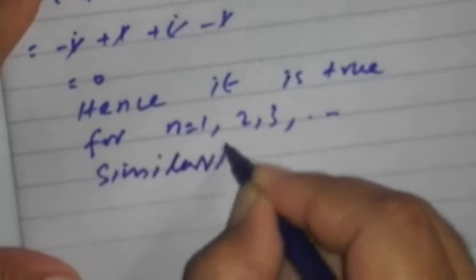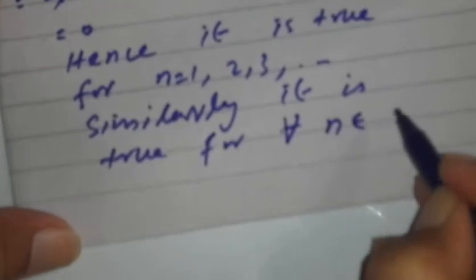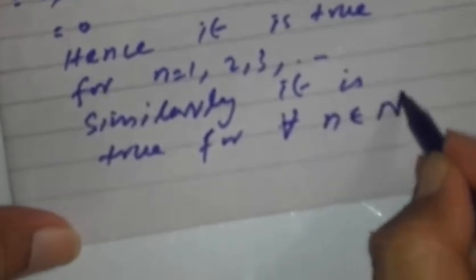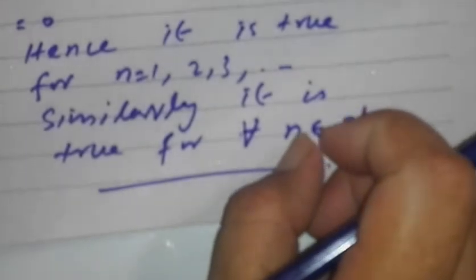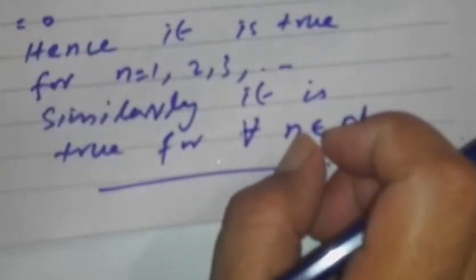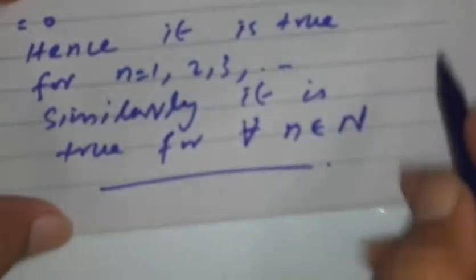Similarly, it is true for all n belonging to the natural numbers, because it is periodic, it is repeated again and again, so these will be repeated.